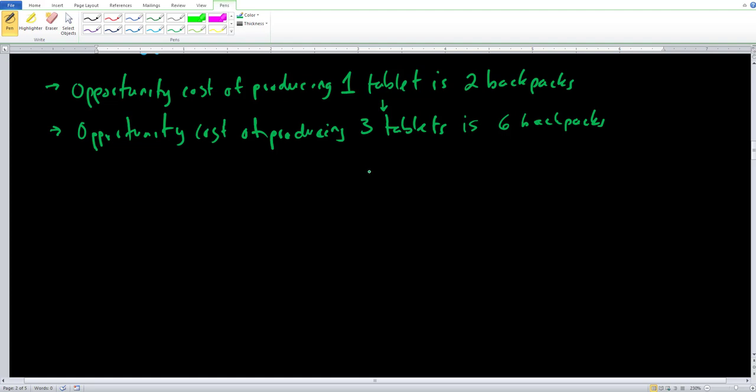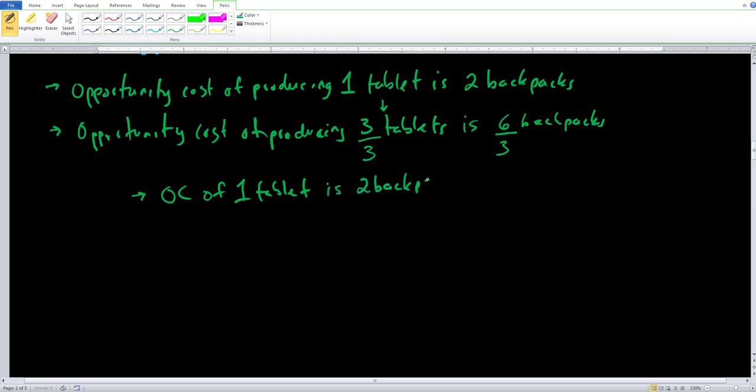One thing we can do is use a little bit of algebraic manipulation right here. What you do to one side, you can do to the other. We're going to divide this by 3. So divide by the number that you see right here on both sides in order to normalize it to 1 tablet so we can get some type of workable interpretation from that. When we do this and simplify, we can say that the opportunity cost, the OC, of 1 tablet, so 3 divided by 3 gives us 1, is 6 divided by 3 backpacks, which is 2 backpacks.